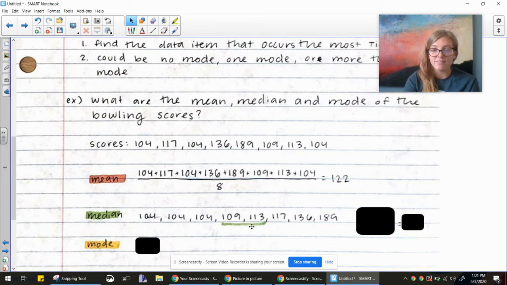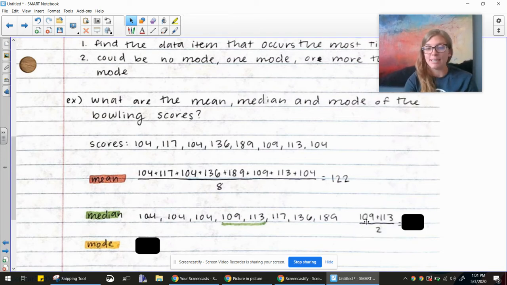Because I have an even set of numbers here, and there's no exact middle value, I need to find the mean of these two numbers. So I'm going to take 109 plus 113 and divide it by 2 because there's two values total. That gives me 111 as my median.